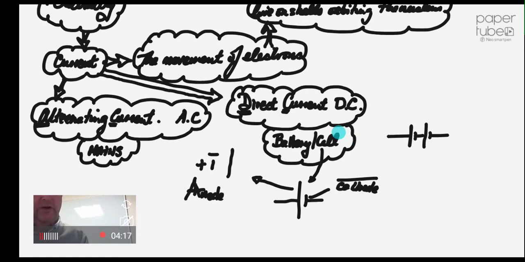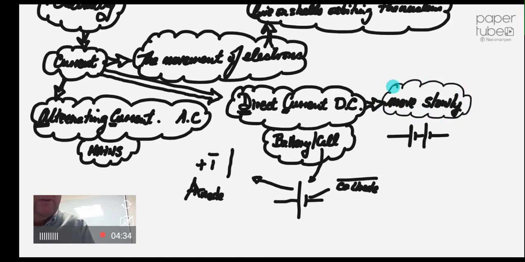So if we look at the speed of these electrons, they move slowly. The misconception is that they move fast, but they move slowly. And there are many millions of electrons. So I'll just put the E's move slowly there. So there's your cell, there's your battery, there's your cell, there's your battery.